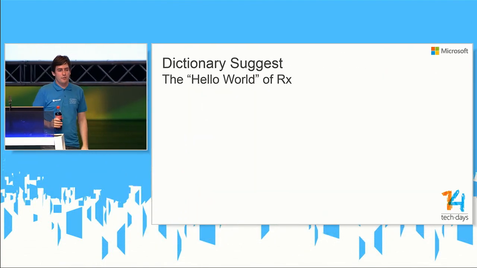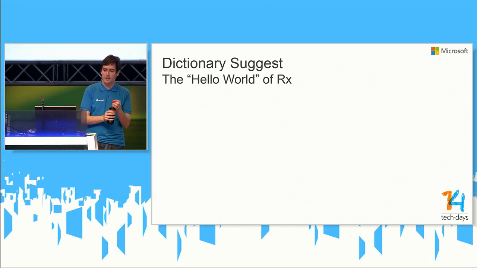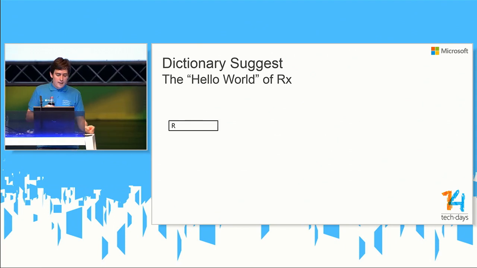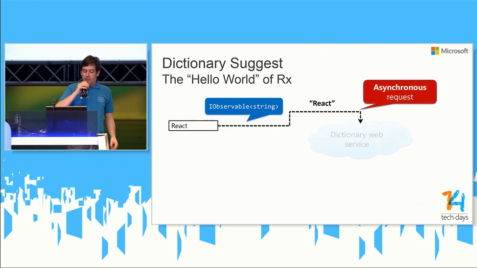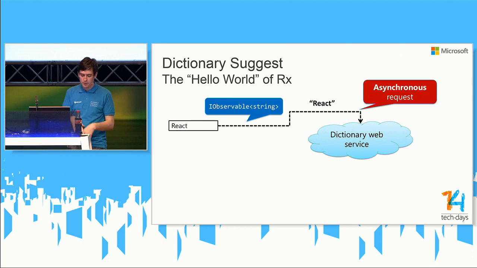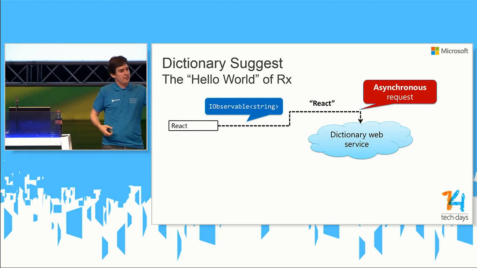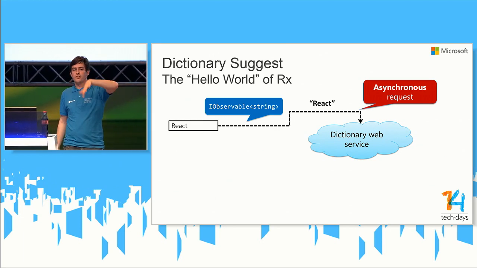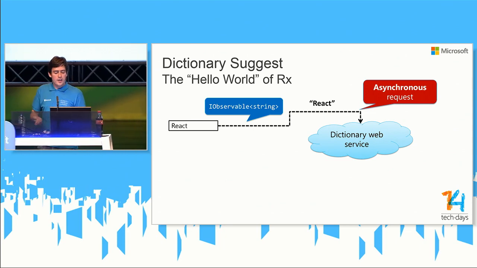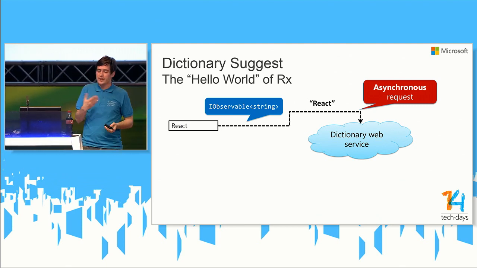So let's start with the hello world, an example that you may have seen many times for those of you who are familiar with Rx, but it continues to be a very good example of the power of Rx. That's the dictionary suggest example. What we want to do is, when a user types something in a text box, we want to set up some orchestration of a lot of things happening to turn that stream of text changed events into a stream of dictionary suggestions coming from a web service. Now, this is something you can do with async and await as well, if you want to write event handlers and start awaiting web requests over there.